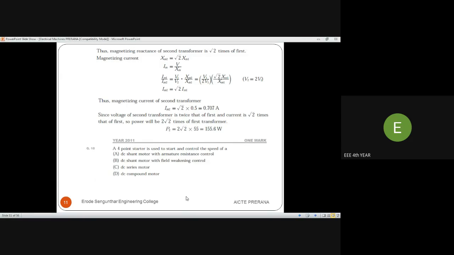In the year 2011, one mark questions. Question number 10. A 4-point starter is used to start and control the speed of a DC shunt motor with armature resistance control, a DC shunt motor with field weakening control, a DC series motor, or a DC compound motor. Here there are four options. The correct answer is option A, DC shunt motor with armature resistance control, because the starter is used to reduce the starting current at the time of starting.